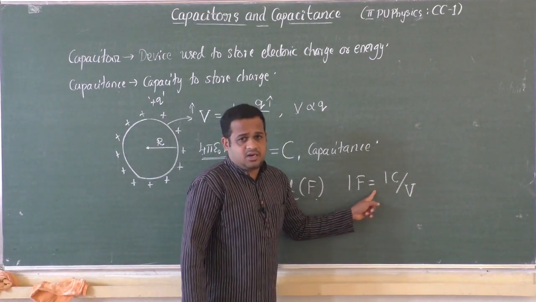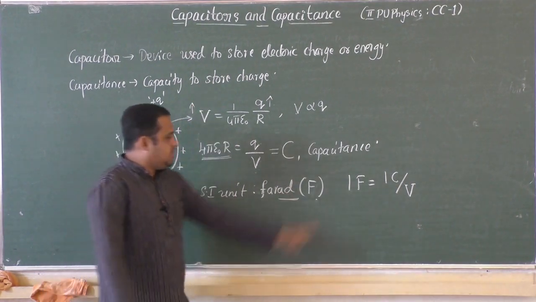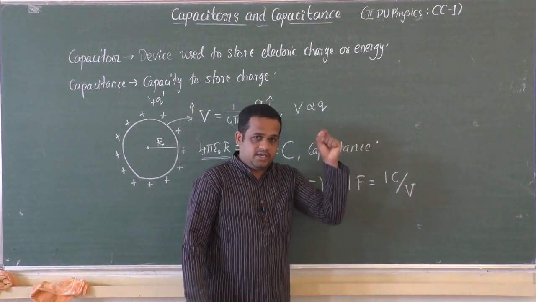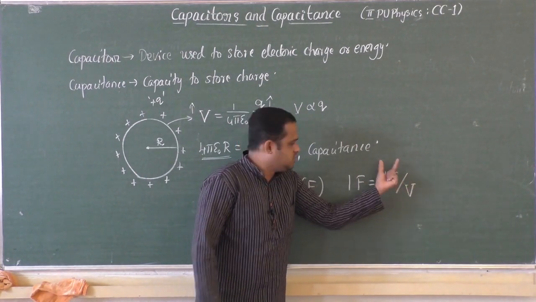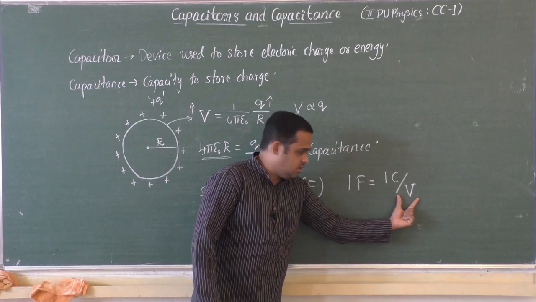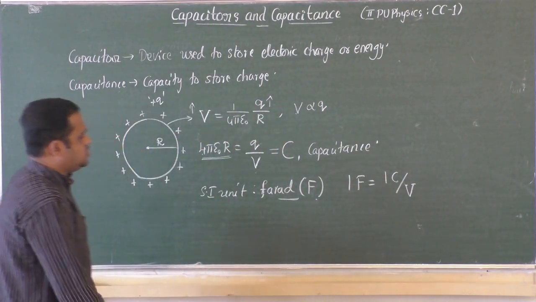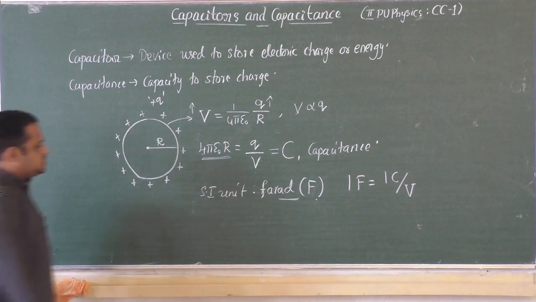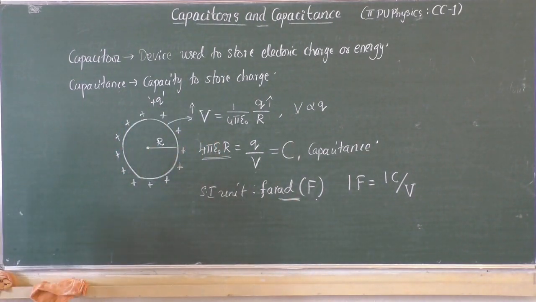This is the definition of the unit of capacitance. The capacitance of a conductor or a capacitor or a material is said to be 1 farad when 1 coulomb of charge stored in it produces a potential of 1 volt. If 1 coulomb produces 1 volt potential on it, then the capacitance is said to be 1 farad. That is the definition of capacitance. So the SI unit of capacitance is farad. Okay, I think it is clear.